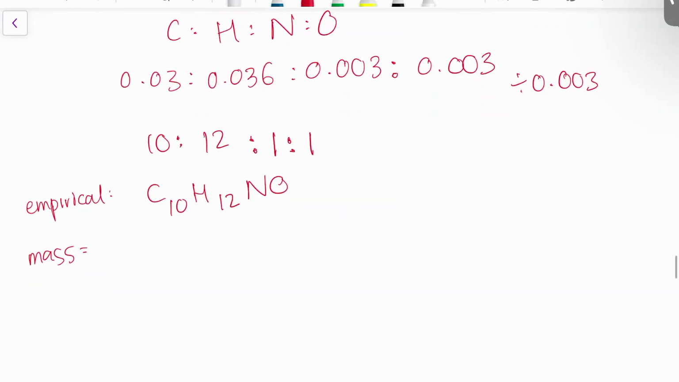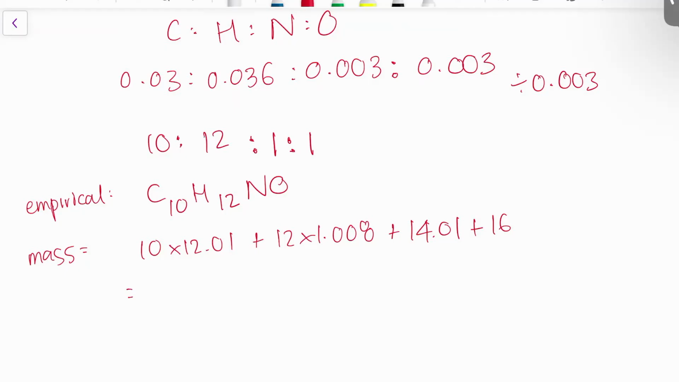Okay. Thank you for correcting me. And then you do the mass with the H12 now. So 10 times 12.01 for carbon, plus 12 times 1.08 for your hydrogen, plus a single 14.01 for your nitrogen, plus a single 16 for your oxygen. What do you get for the empirical formula mass?